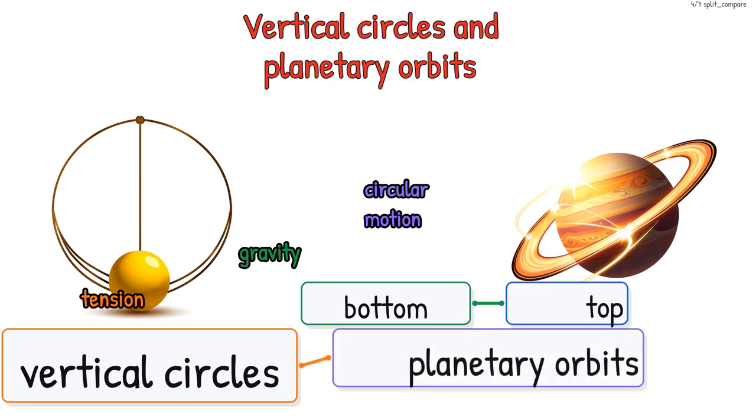For planetary orbits, gravity acts as centripetal force. G times Mm over r squared equals mv squared over r.